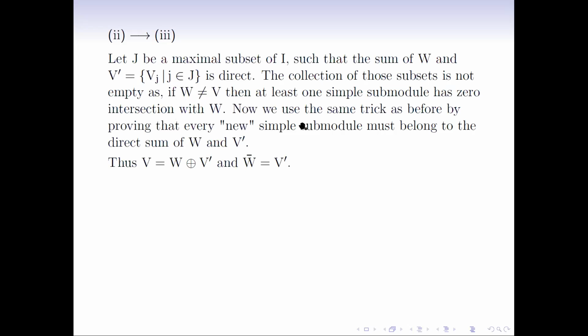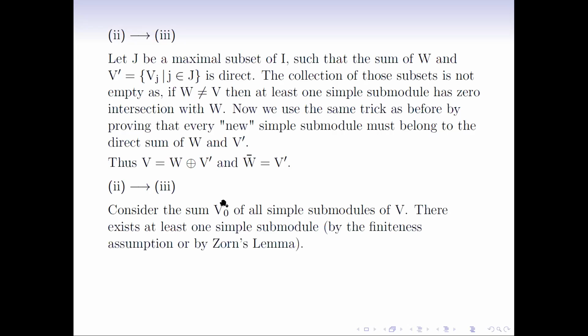Now we do the same trick. Let's take a new simple submodule, and then it must belong to the direct sum of W and V prime. And thus V equals W plus V prime, and W bar, the complementary, is exactly V prime. And how to prove from the third statement to the first one, of course.